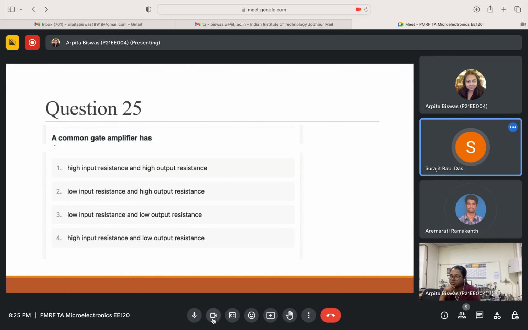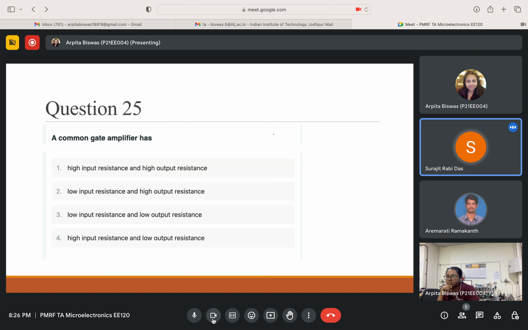And this is the last question. A common gate amplifier has: high input resistance and high output resistance; low input resistance and high output resistance; the third option is low input resistance and low output resistance; and the fourth option is high input resistance and low output resistance. Second option: low input impedance and high output impedance, common gate. Yes.